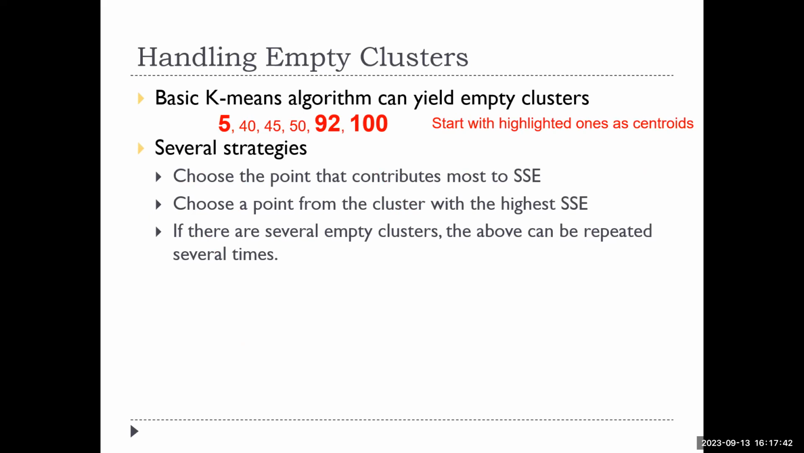This is an interesting problem. We may get empty clusters in k-means clustering. I'm going to show you with this example. So I have one case here. I have data 5, 40, 45, 50, 92, 100. And my initial centroids, assume that they are 5, 92, 100. Okay, these are my initial centroids.